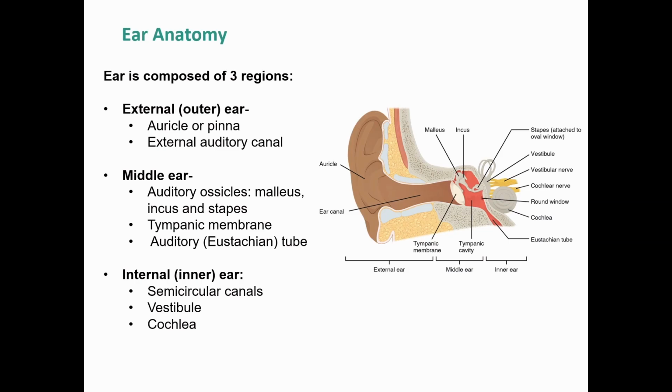So the external ear is going to consist of the auricle, also sometimes called the pinna, and the external auditory canal. The middle ear is where we find the ossicles, the tympanic membrane, and the eustachian tube. And then the internal ear is going to have the semicircular canals, the vestibule, and the cochlea.